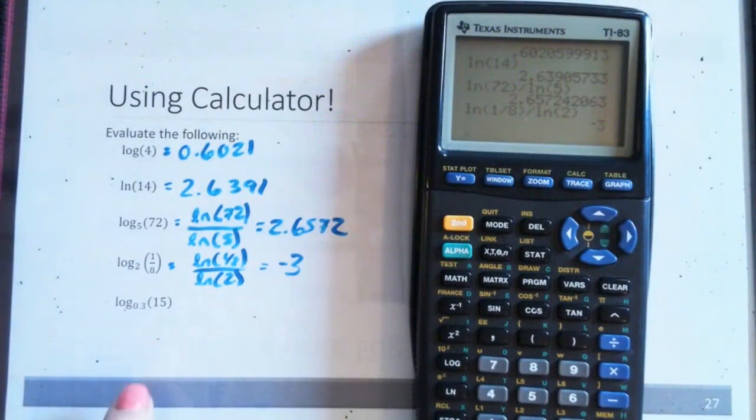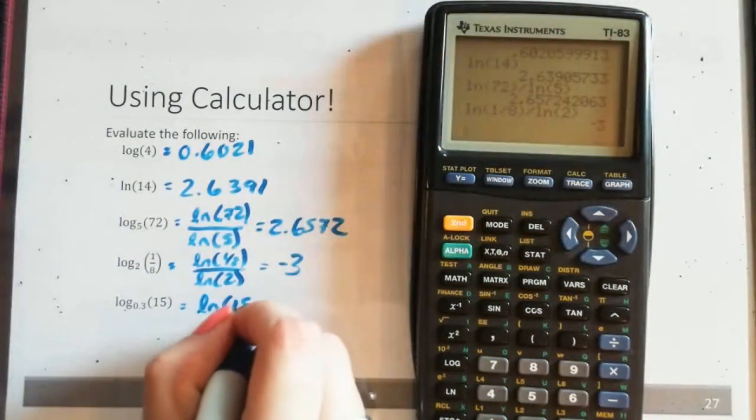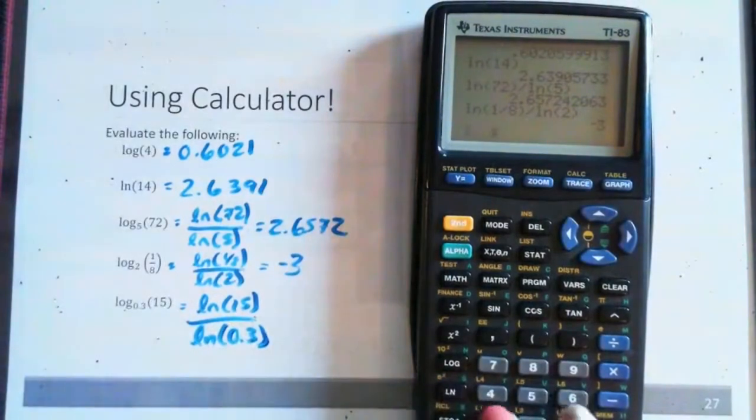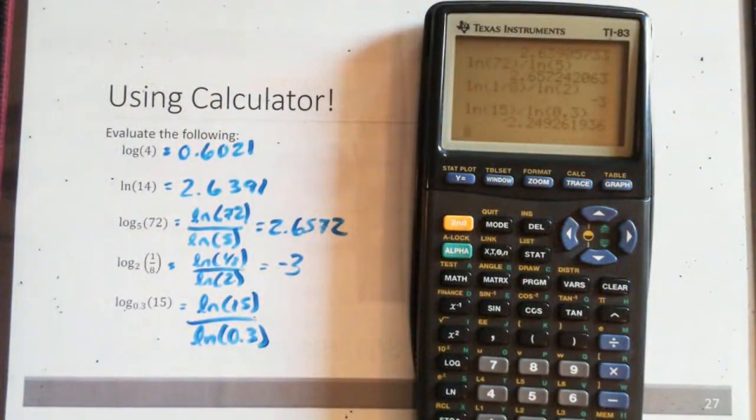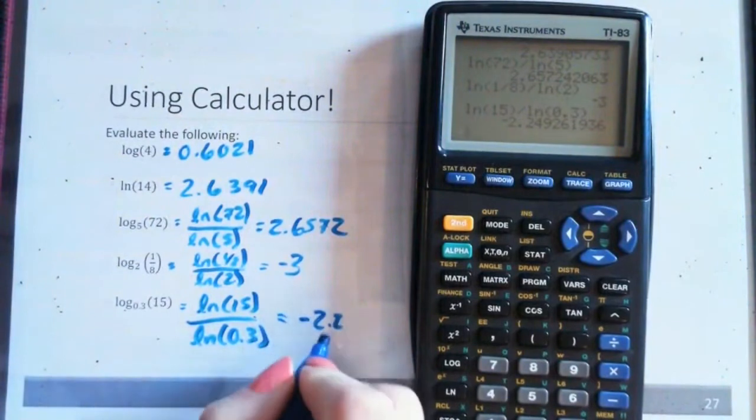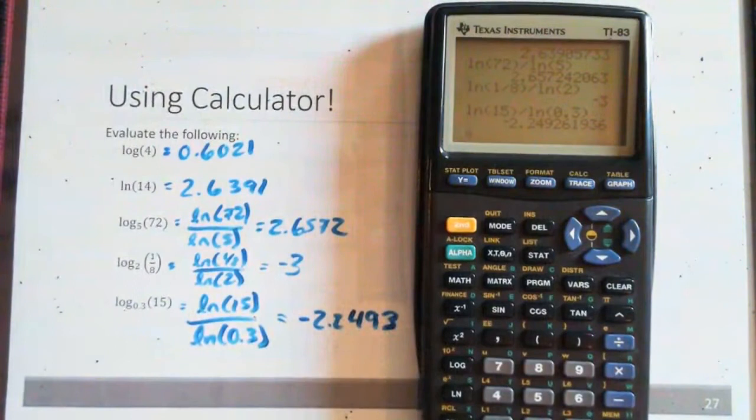Finally, we're looking at log base 0.3 of 15. So that will be the natural log of 15 divided by the natural log of 0.3. And the natural log of 15 divided by the natural log of 0.3 is about -2.2493. So make sure you get in some practice using your calculator. That way you will be comfortable using it in the future.